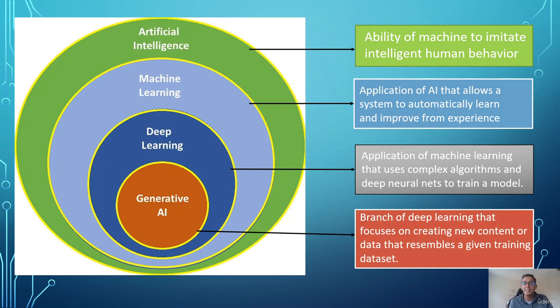The last but not least is generative AI, which is a subset of deep learning. And here it focuses on generating new content. A good example for that is ChatGPT or Amazon CodeWhisperer.